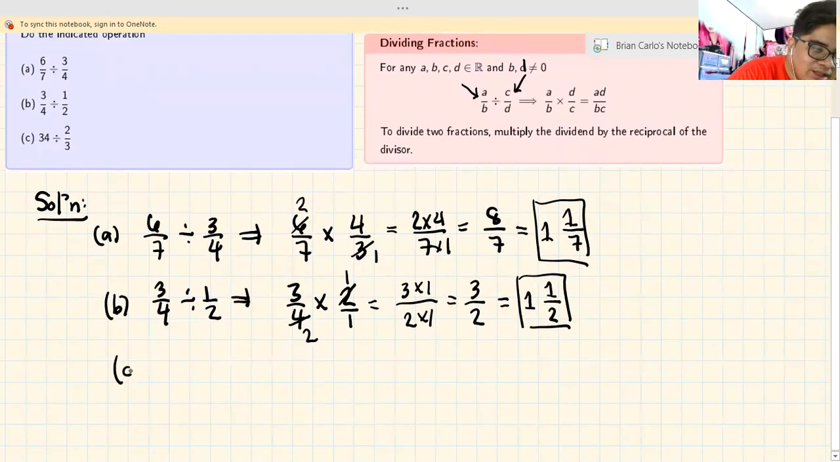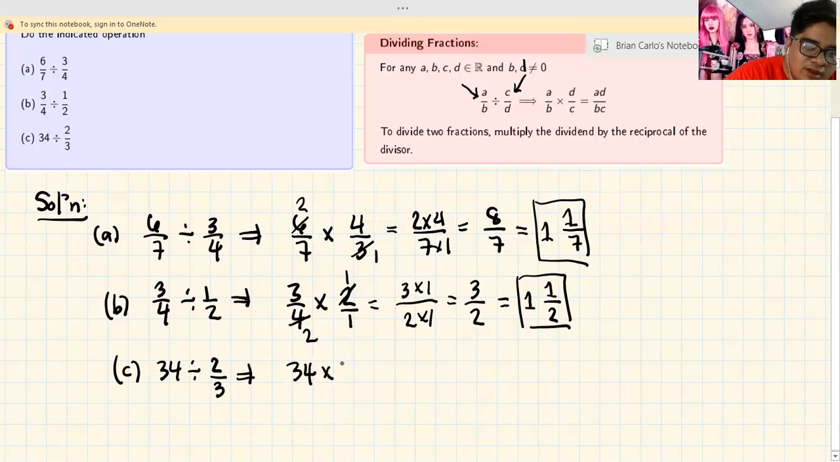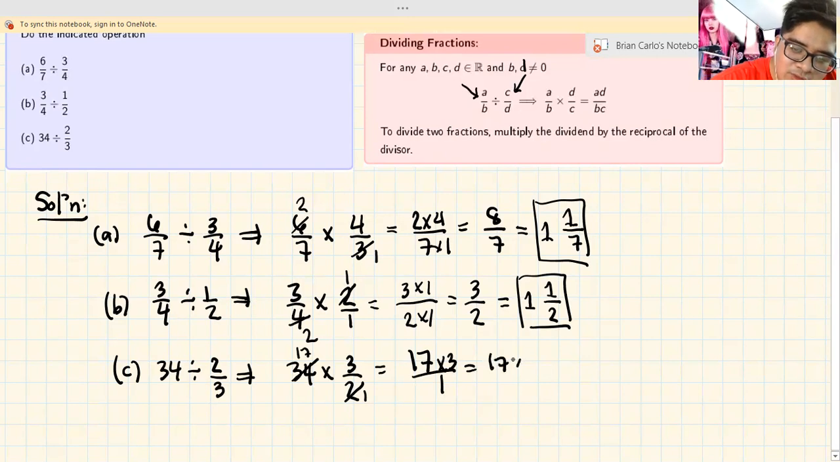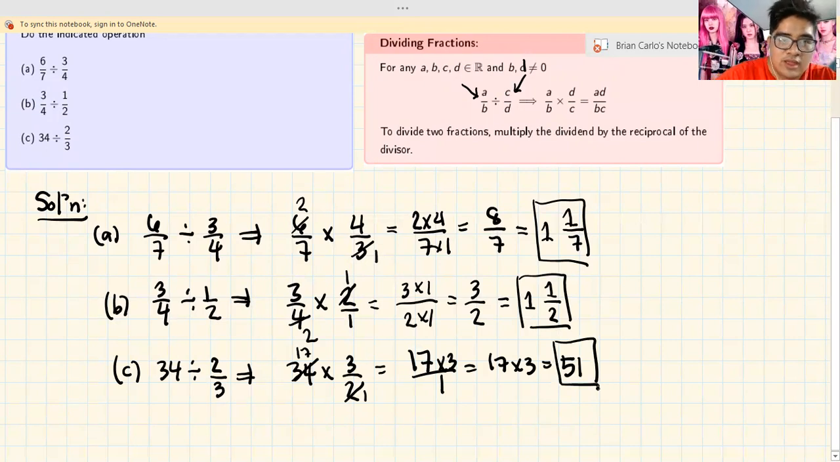Lastly, let's have letter C. 34 divided by 2/3 just implies that 34 is multiplied by 3 all over 2. Pansin yung 34, pwede mo siya i-divide sa 2. Commonly, this is 17, right? This is 1. So, 17 multiplied by 3 all over 1, or 17 multiplied by 3. 17 multiplied by 3, off the top of my head, this is 51. Hope that I'm right. This is 51. So, ganun lang.